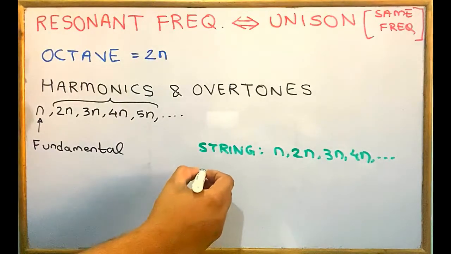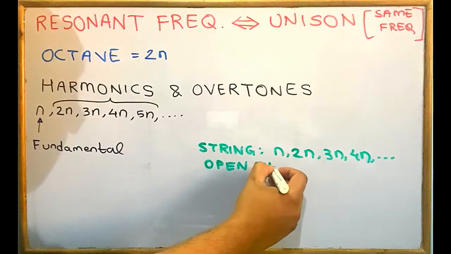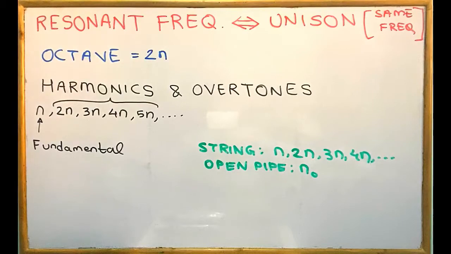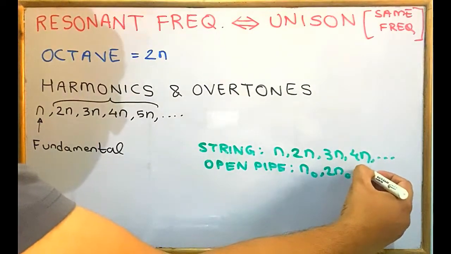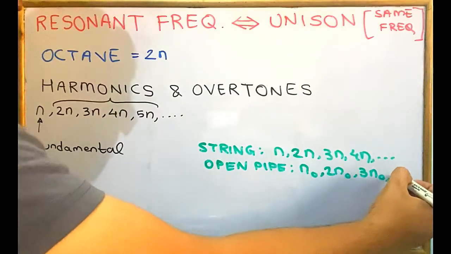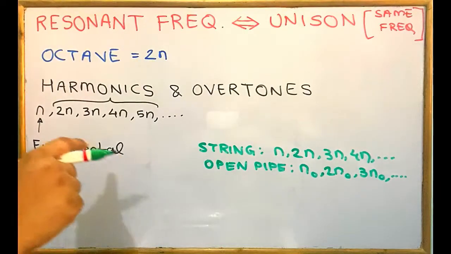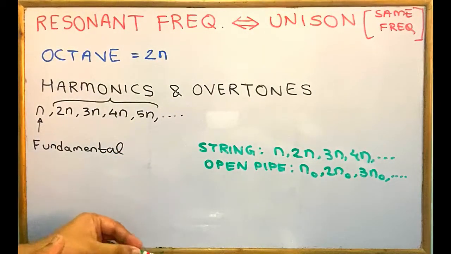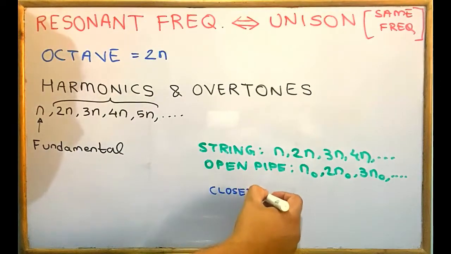And if you talk about an open pipe, it's the same. If I call the fundamental frequency of an open pipe N_O, where O stands for open pipe, then the higher modes, or the frequencies above the fundamental, are very similar to the string. That means after N_O we have 2N_O, 3N_O, 4N_O, 5N_O and so on. So again all the harmonics are present here in the case of an open pipe as well as in the case of a string. But in the case of a closed pipe, something else happens.